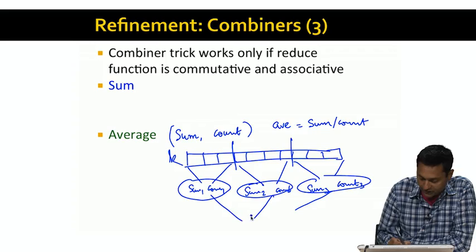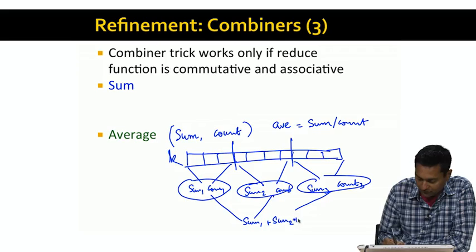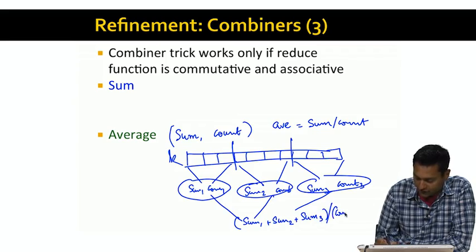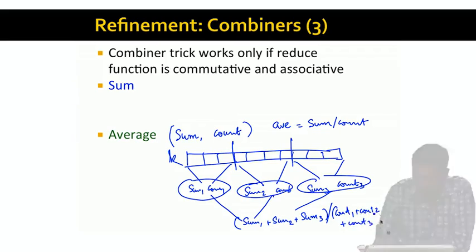And the reducer computes a final sum, which is a sum of the intermediate sums it has received, a final count, which is a sum of all the counts that it has received, and divides the final sum by the final count. That, in fact, turns out to be the correct average.